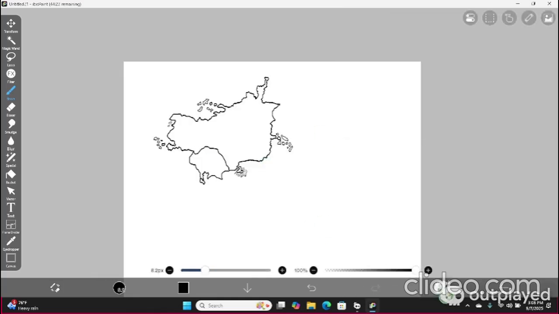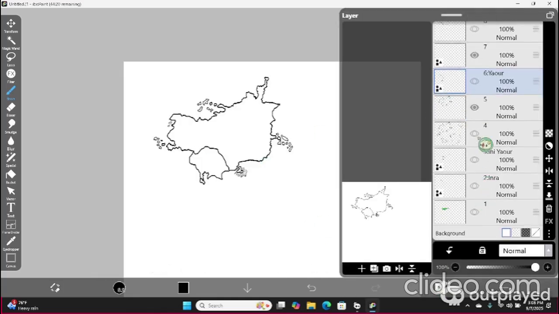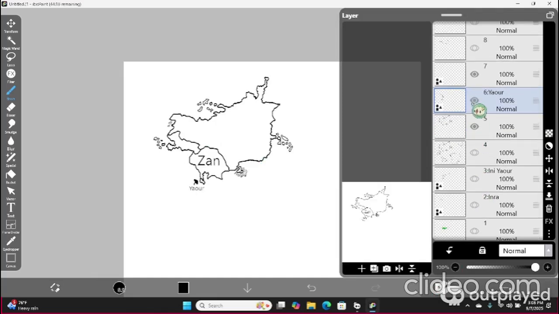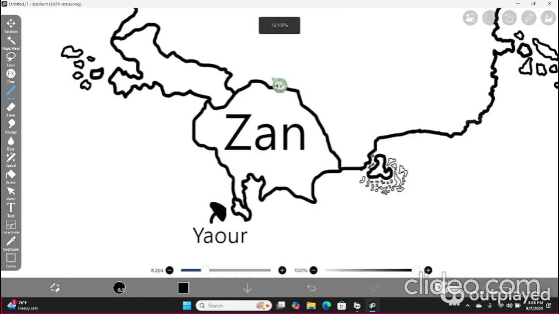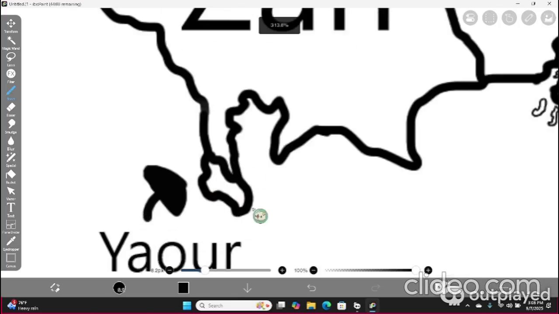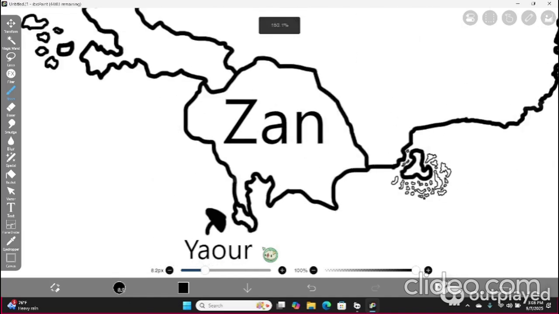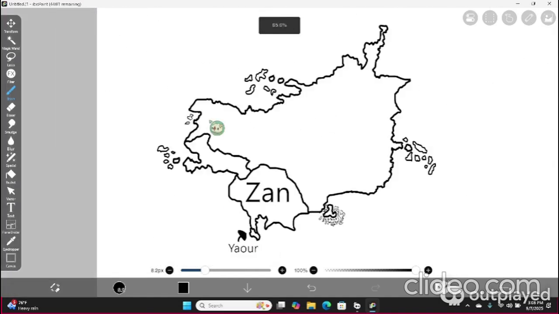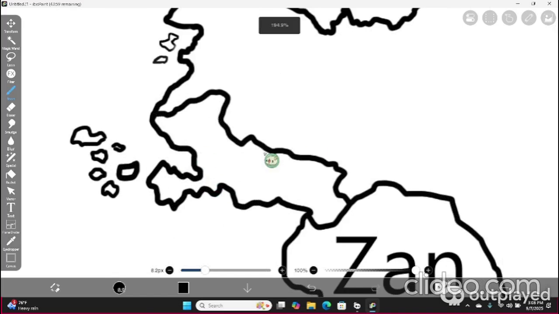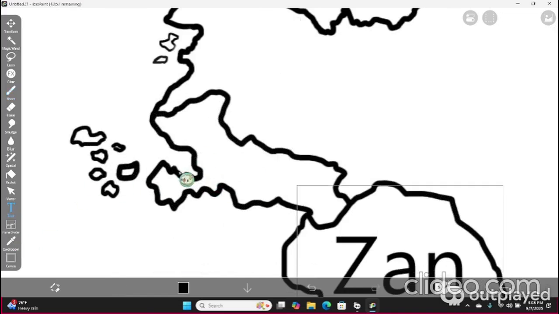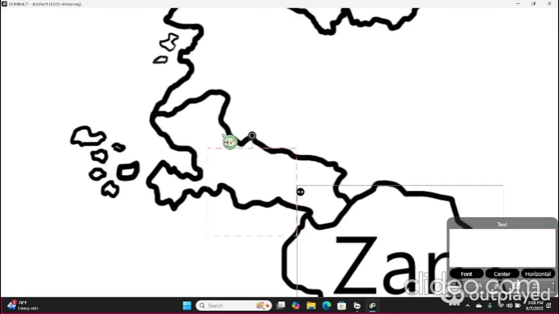So we have this small bordered off area with two main countries. I'm actually going to be building these countries over the phone. So we have Jan here, and then we have this really tiny country here called Yawar. This is part of my world building and conlang project. This country right here is called Indre.